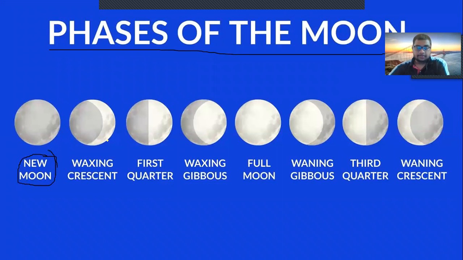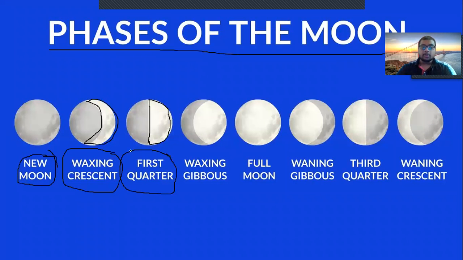Then if you see a moon which is somewhat curvy, I'll draw this shape over here, just a minute. If you see a moon like this in the night sky, then it's called a waxing crescent. If you see the half moon in the sky like this, it's called a first quarter. Now, if you see the moon like this, which is somewhat bigger than half, then it's called waxing gibbous.